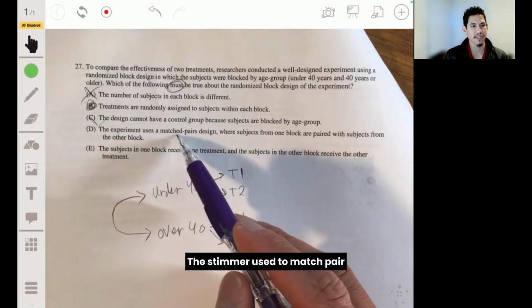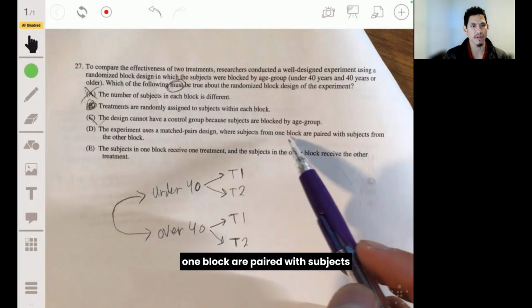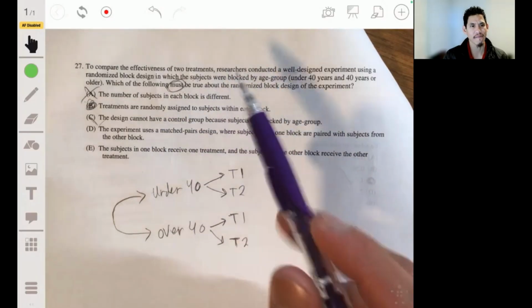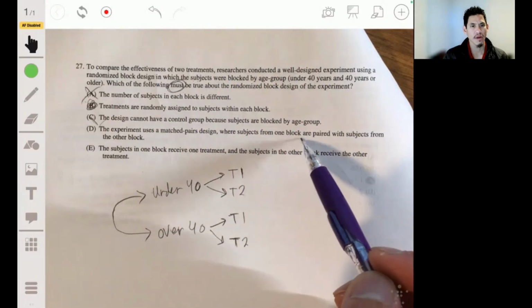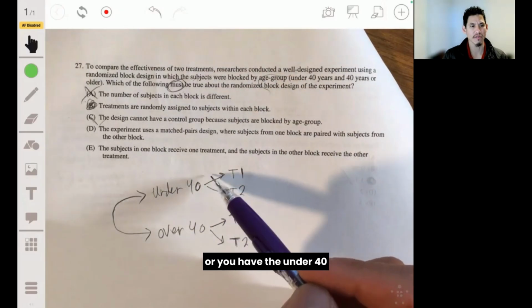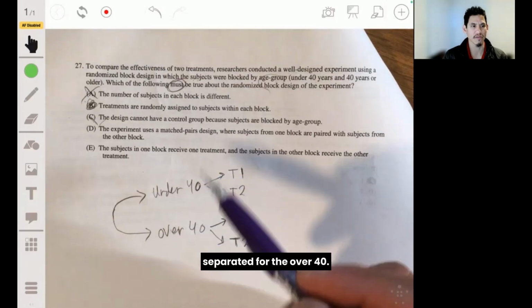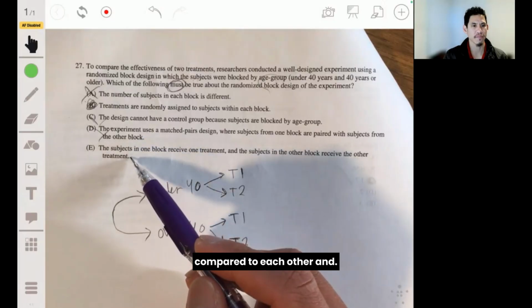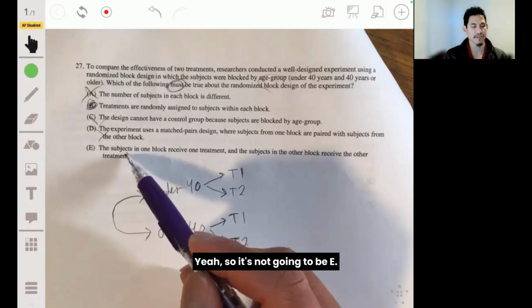The experiment uses a matched pair design where subjects from one block are paired with subjects from the other block. No, it's not, because they're blocked by age group. You have the under 40 separated from the over 40, so they're not going to be paired up with each other. And yeah, so it's not going to be E.